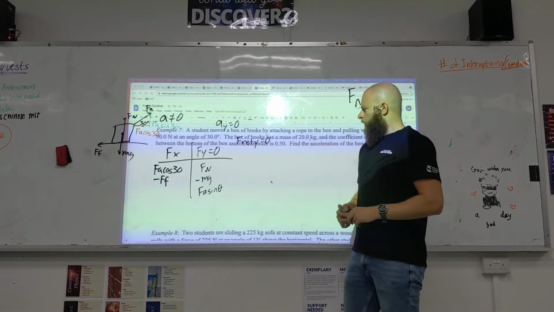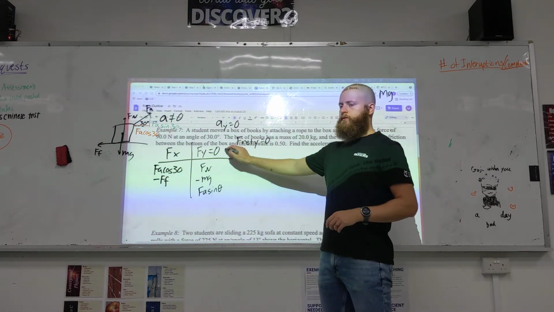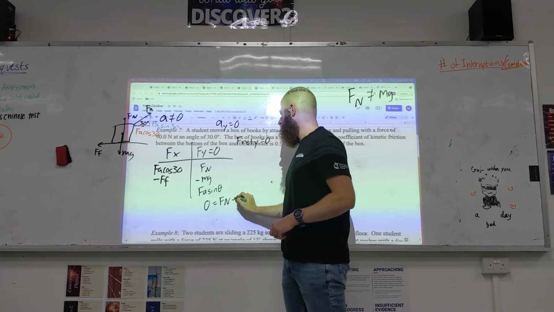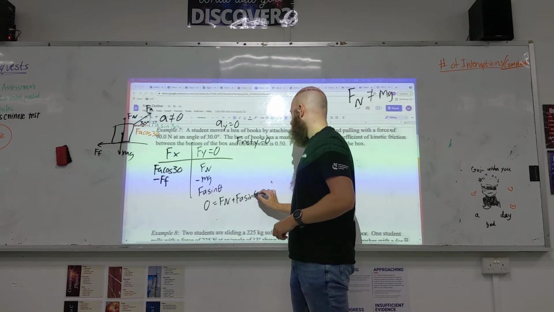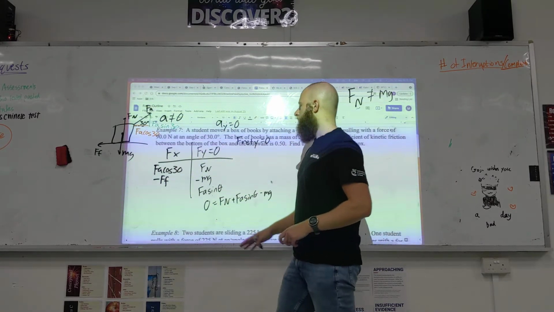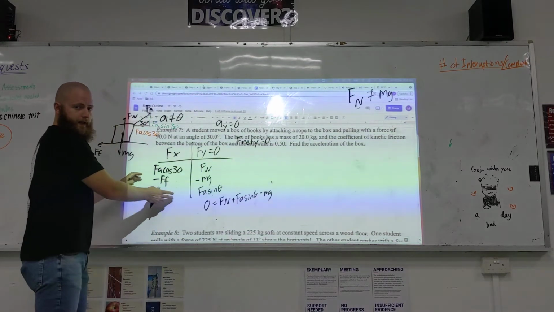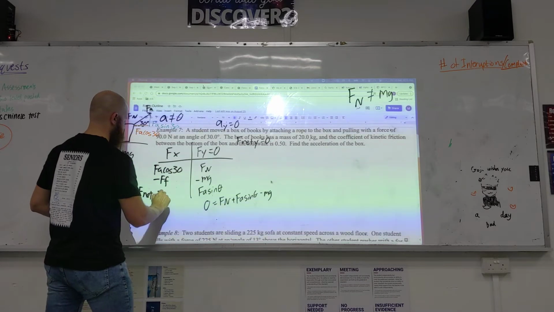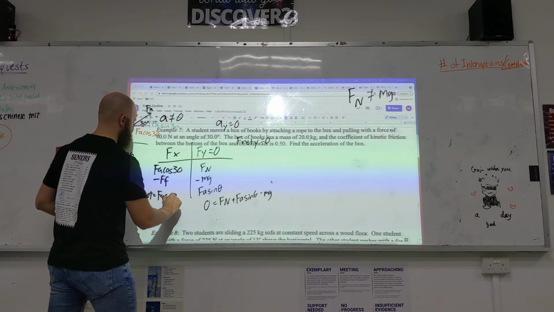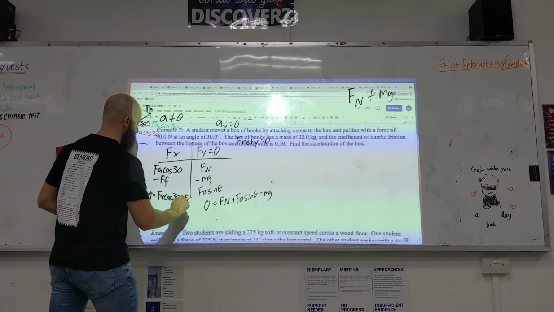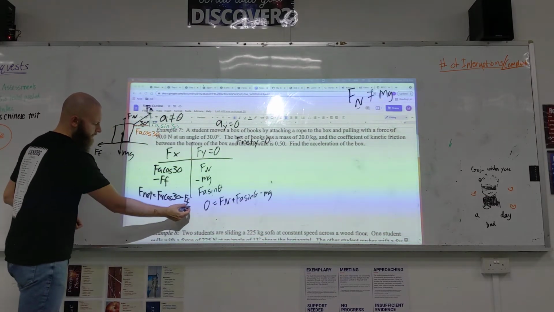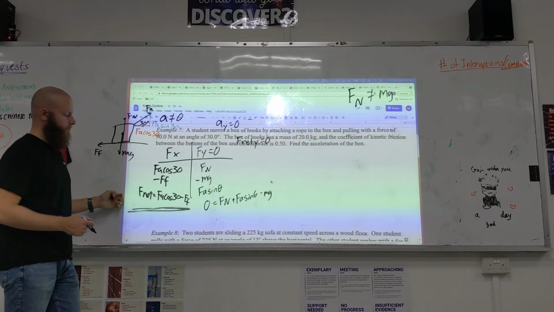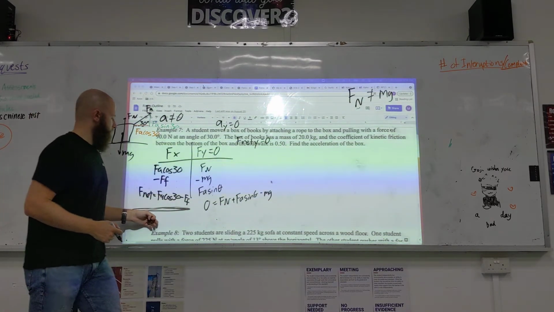Remember, all of this is going to add up to 0. So I'll put 0 equals Fn plus Fa sine theta minus mg. And then over here, this is actually my F net. So F net equals Fa cosine 30 minus Ff. Now, once I have my F net, this will be the formula that I'm working from. Okay? So let's start with this.